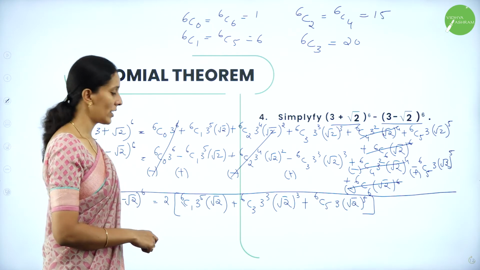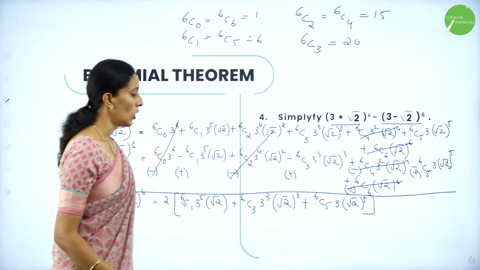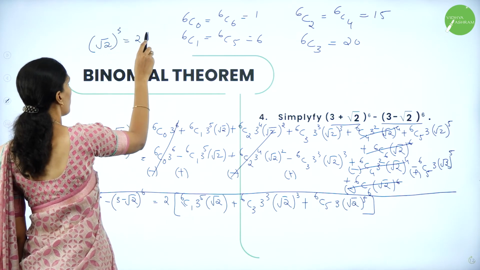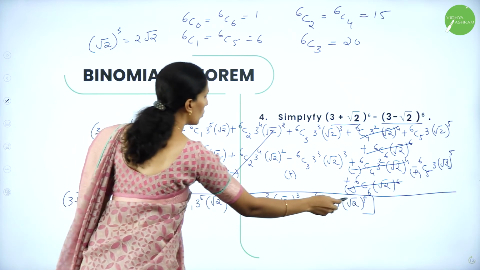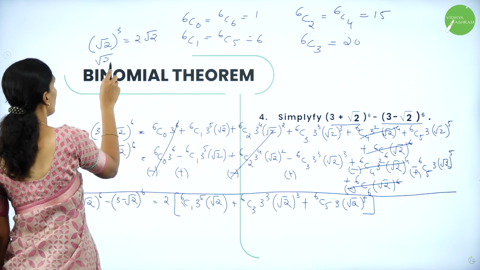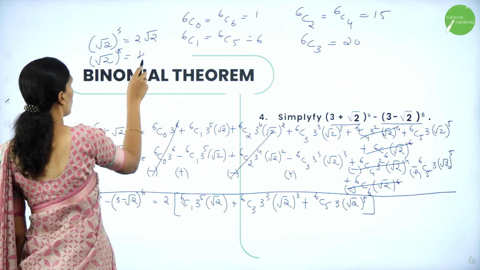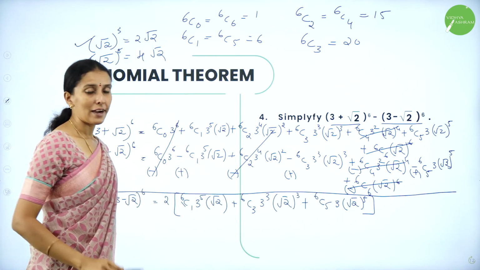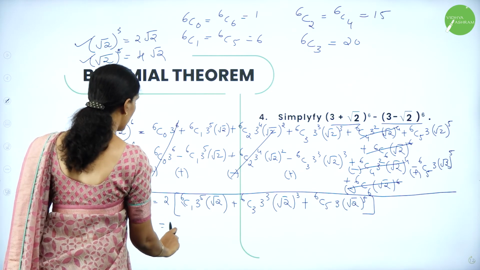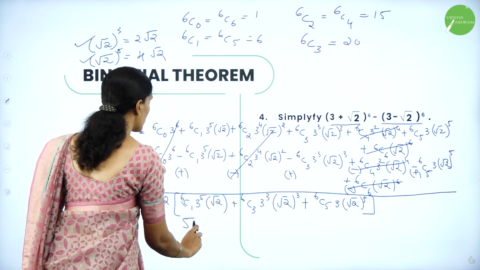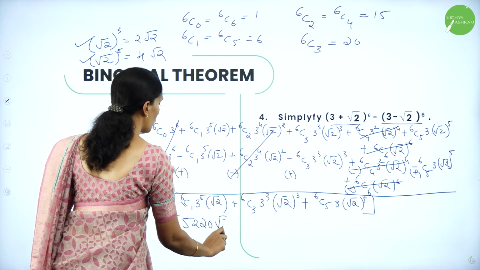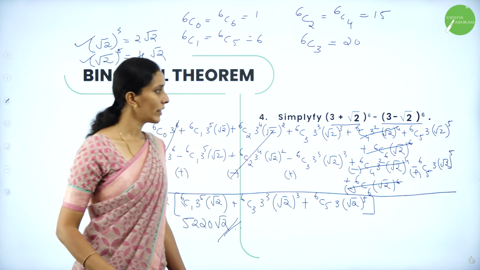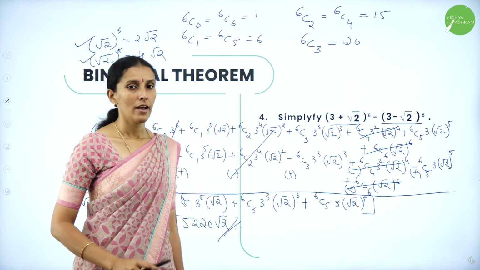You can take root 2 as a common factor, or you can write root 2 cube. So root 2 cube can be written as 2 root 2. And root 2 whole power 5 can be written as 4 root 2. So use these values inside the brackets, and finally you will get the value as 5220 root 2. So this is what the expansion of this term is. Next question.